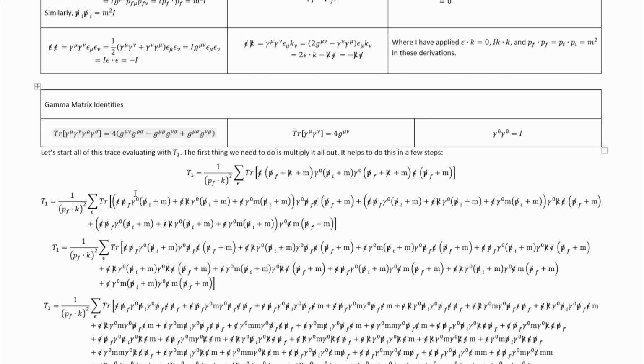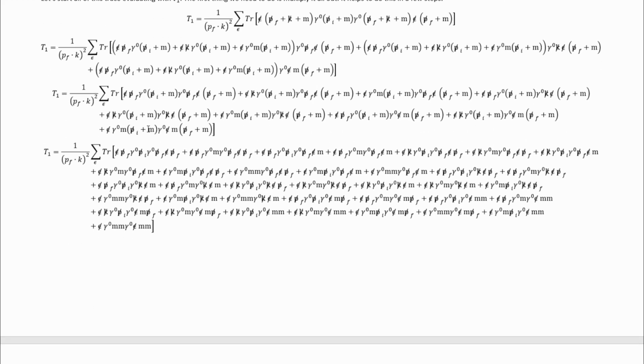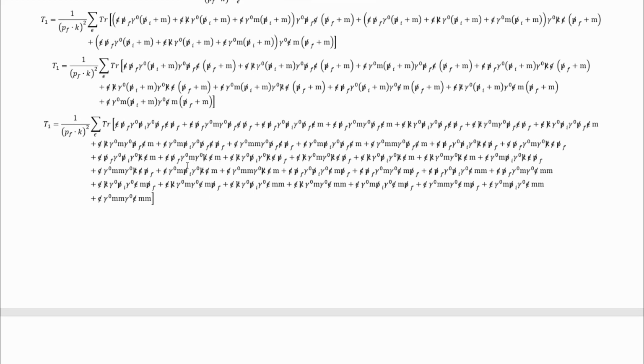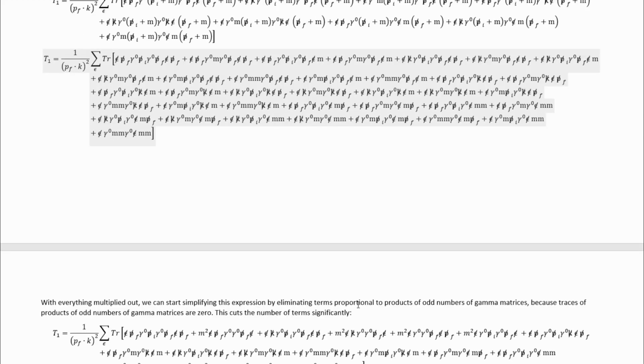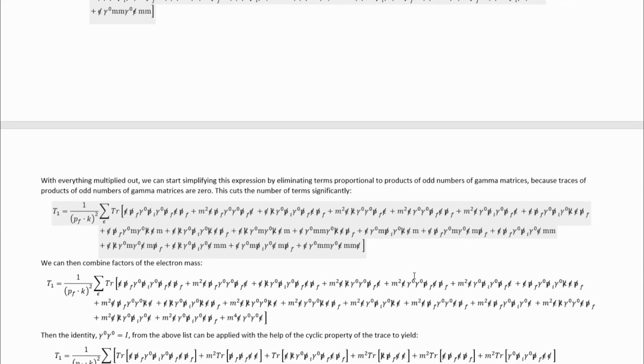So now let's start this trace evaluation by evaluating T1. If we multiply it out completely, we ultimately get this messy result. But of course, terms proportional to products of odd numbers of gamma matrices are 0, because traces of products of odd numbers of gamma matrices are 0. This cuts down on the number of terms significantly. It leaves us with this reduced expression.